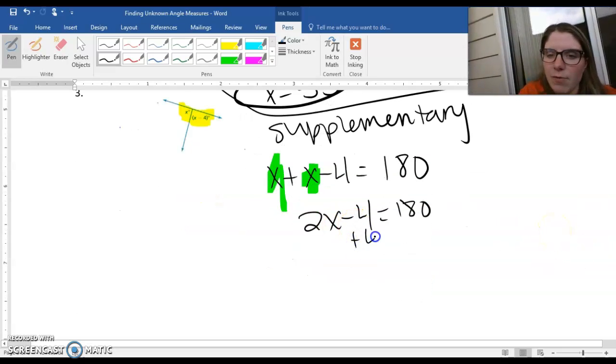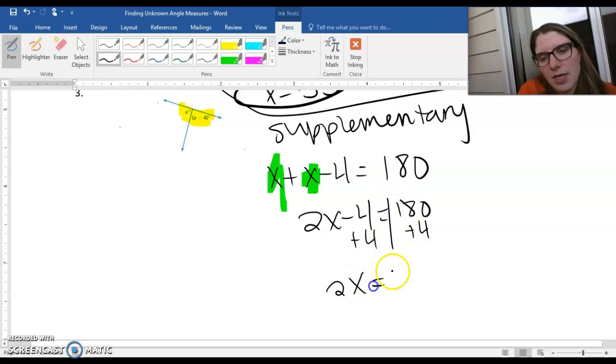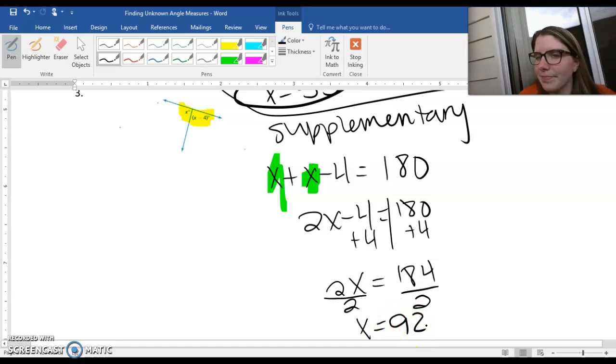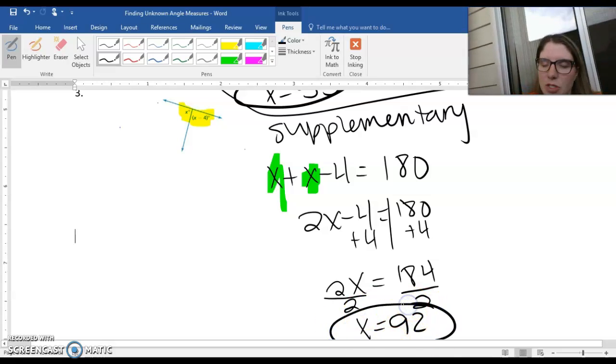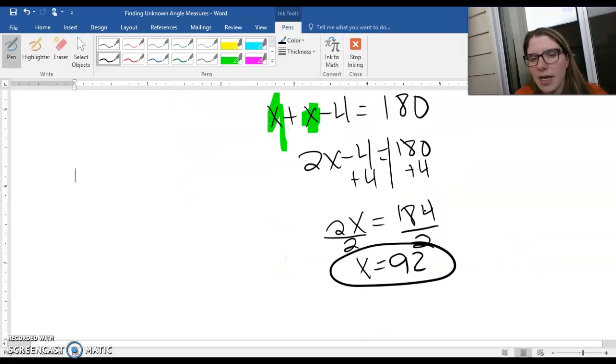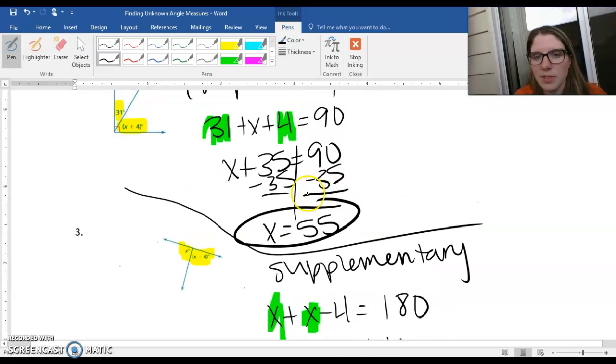So I can add 4 to both sides. Remember, this is a two-step equation, so I'll have 2x equals 184. And I'll divide by 2, divide by 2. I'll get x equals 92. So if you don't remember, go ahead and look back at your notes about two-step equations and one-step equations, and that should help because you do have to remember that in order to do these problems.